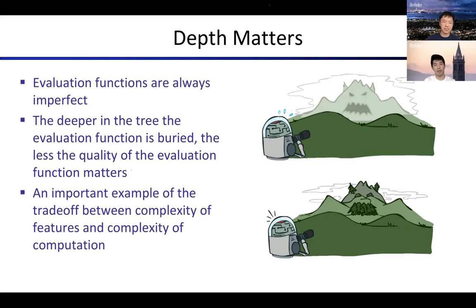And this is another important example of the trade-off between the complexity of features and the complexity of computation. This happened in search when we tried to come up with a very good heuristic function. There's a trade-off there because sometimes a perfect heuristic function is very expensive to calculate, whereas you could use the computational resource to do the search or planning instead.